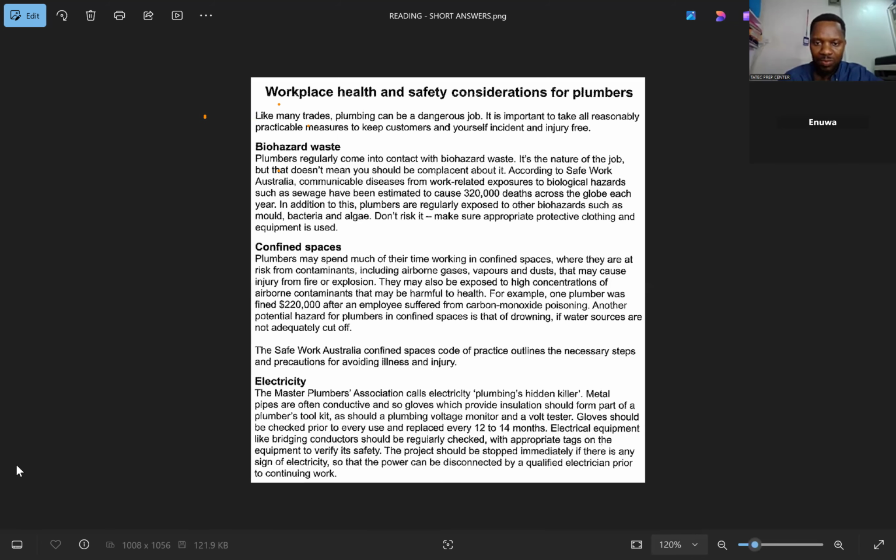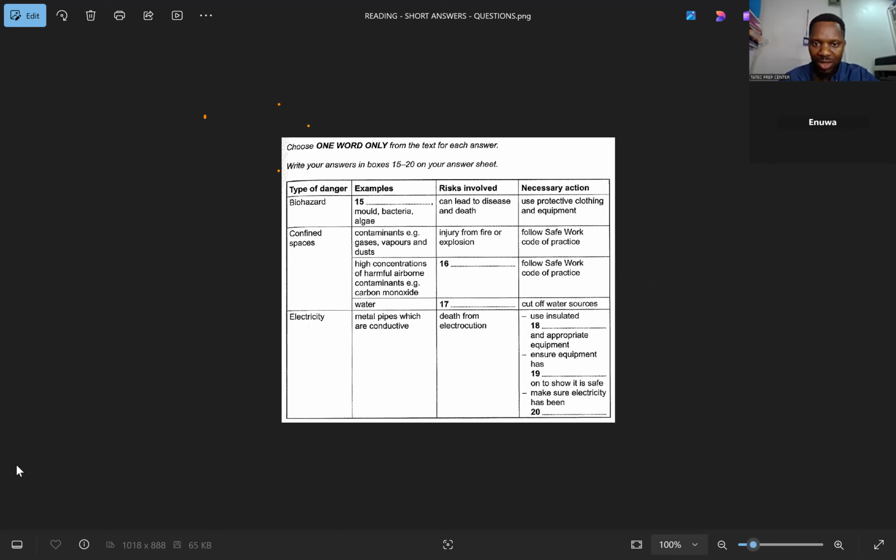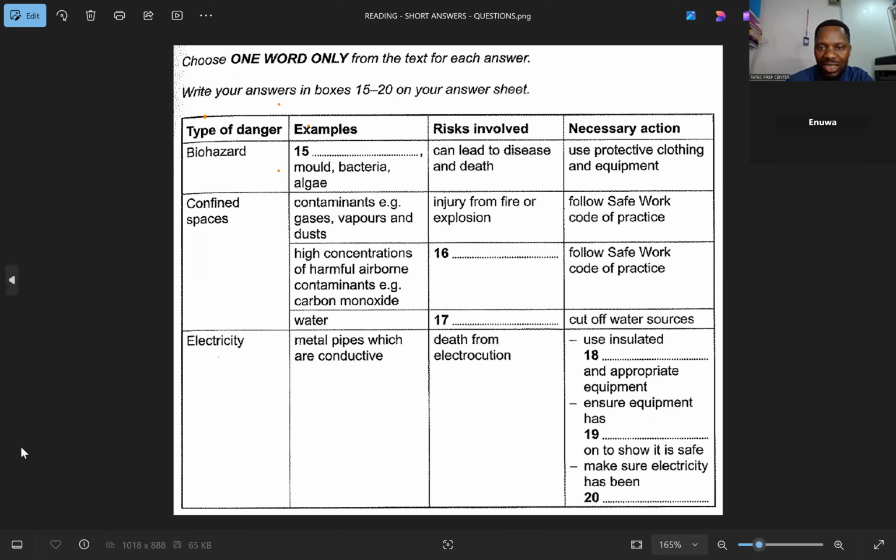Yes, confined spaces. So after reading where your answer is, you don't necessarily need to go to this area of risk involved because no answer is required there. You do not need to read the necessary actions because no answer is required. Now you want to come to confined spaces. This is where your next answer should come. So first thing first, you want to go to where you have confined spaces when you go to the passage. So you look out for the paragraph that is entitled confined spaces.